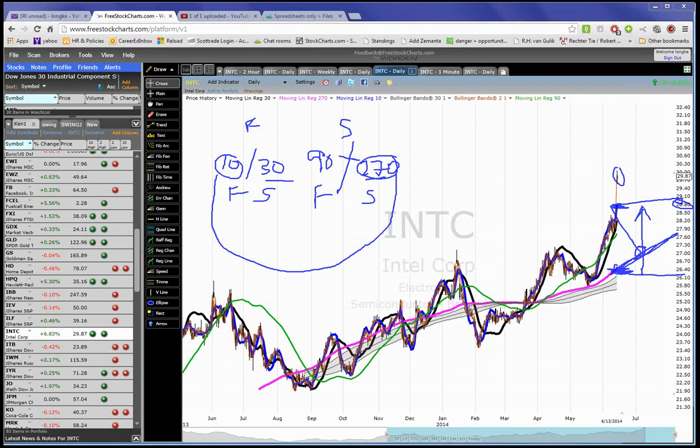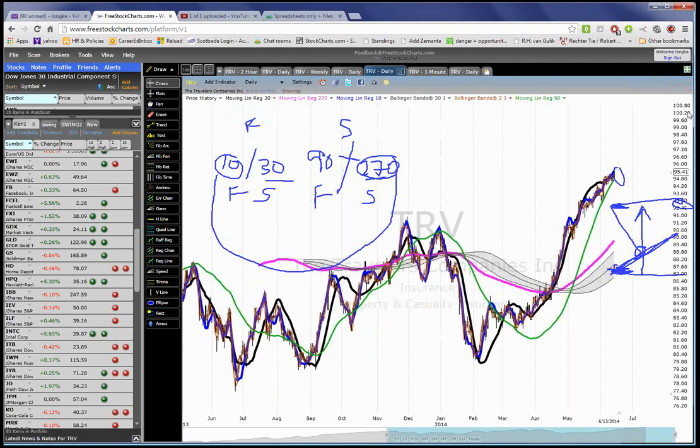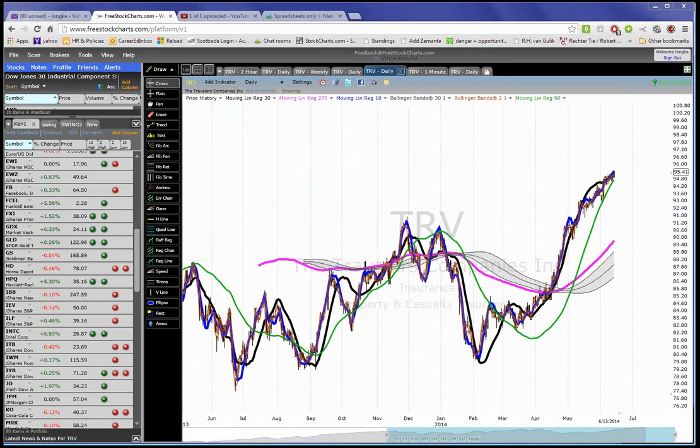So Intel looks favorable. The other ones that were in that stack included Coca-Cola. Actually, the biggest one was Travelers, and this is why you might be interested in the relative strength leaders in this fractal format. Take a look at this price action in Travelers. Nothing wrong with that. That is as nice and orderly a move as you can find.